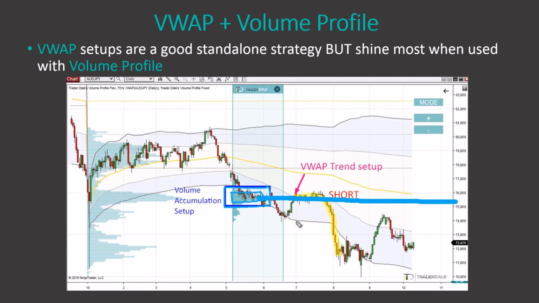Now, let's have a look at the VWAP. This is a daily chart and this is a yearly VWAP. And let's have a look at the first deviation. Because in here, first deviation is going downwards, which means downtrend. And when there is a downtrend, you're looking for the trend setup on VWAP.